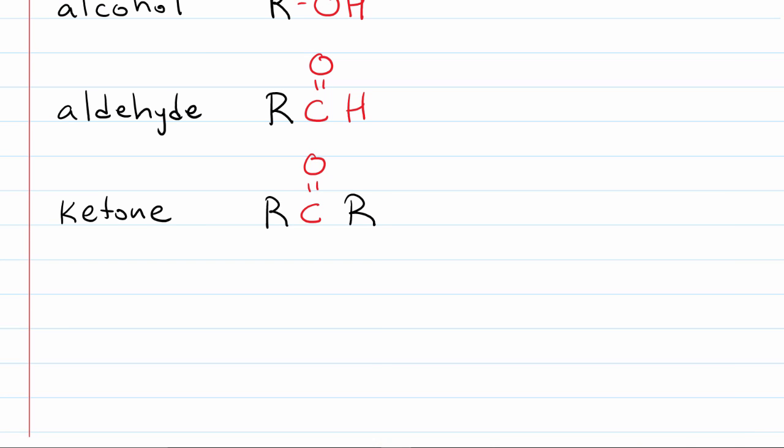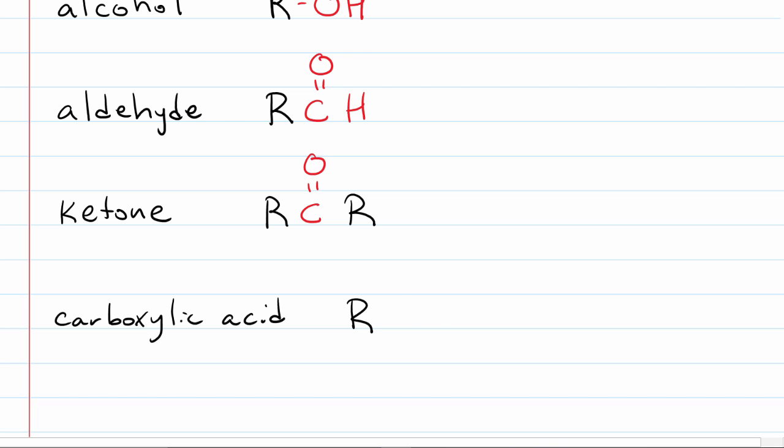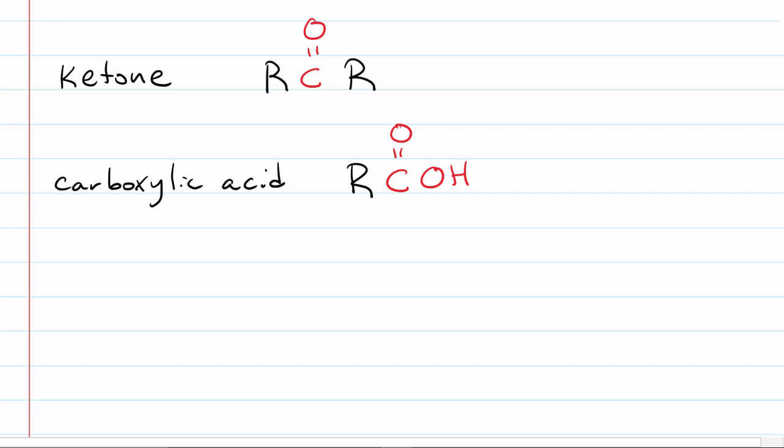We have what are called carboxylic acids. And a carboxylic acid has a general formula of R, C double bond O, OH. Then we have what are called ethers. Ethers have a general formula of R, O, R.